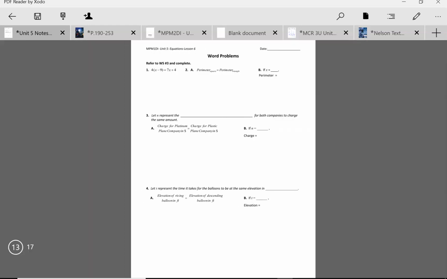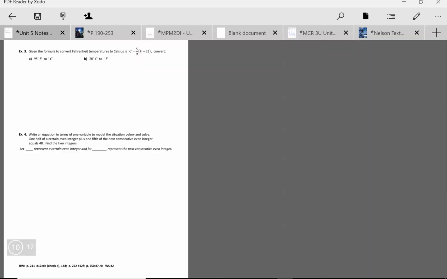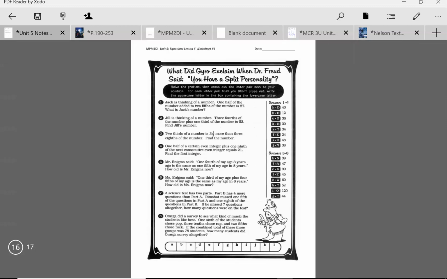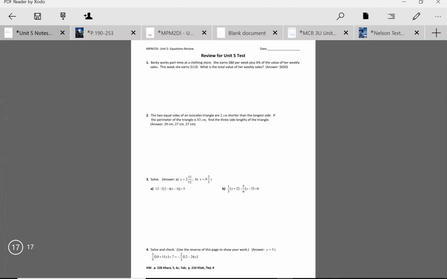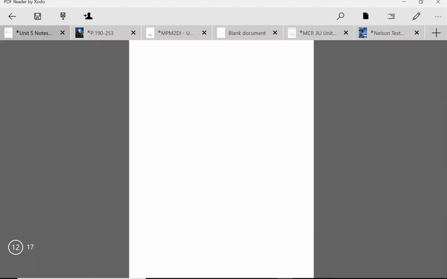I don't even know what. Refer to worksheet 3 and complete. Oh, here's worksheet 3. Okay. I was like, oh, I have to download something else. It's going to be a pain, but looks like we're good. Okay, I'm getting ahead of myself.